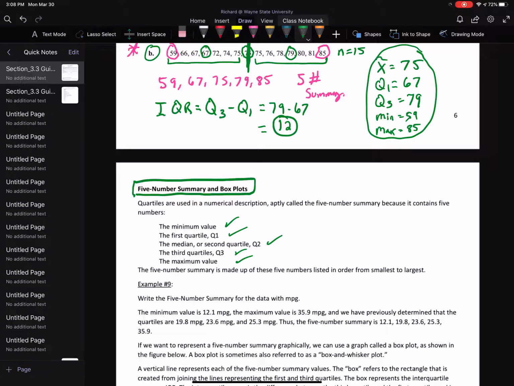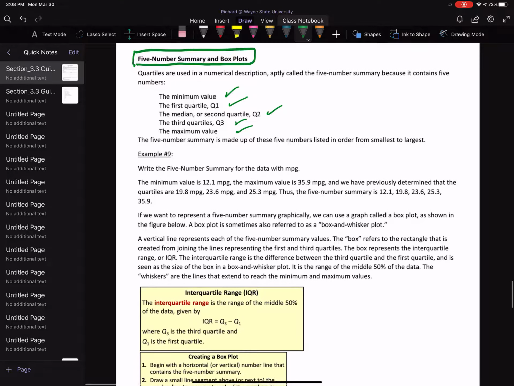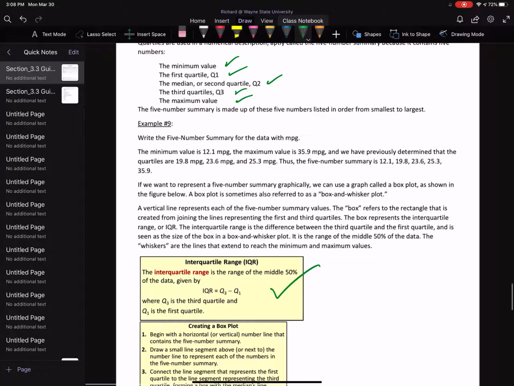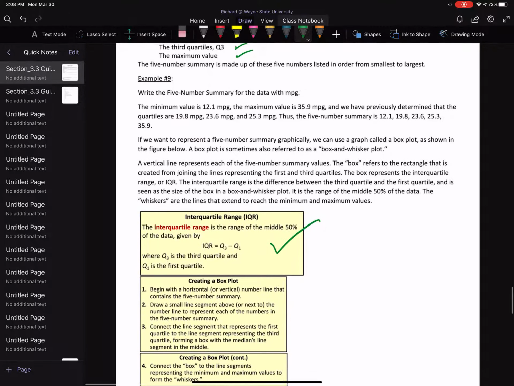Okay. Now, what we generally do with this is we can actually build what's called the box and whisker plot, or the box plot here. Okay, so how does that work? Well, the discussion that we have, interquartile range, we talked about that already. Okay, there's the formal formula.